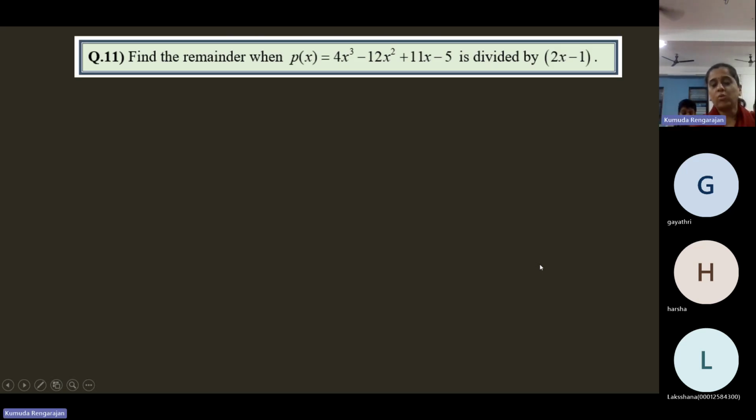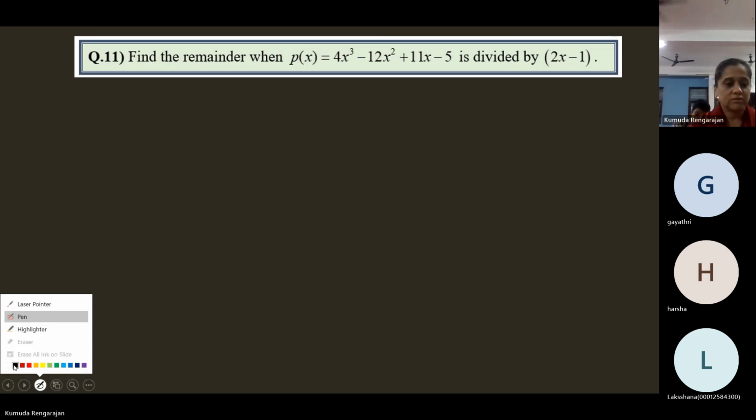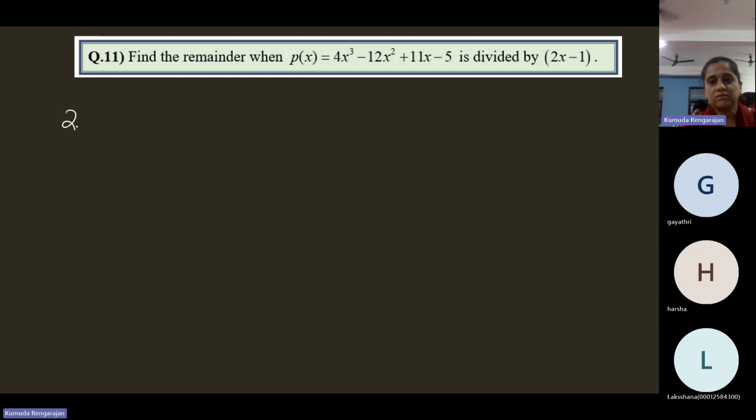Find the remainder when P of x equals 4x cubed minus 12x squared plus 11x minus 5 is divided by 2x minus 1. Find the remainder. So equate the divisor 2x minus 1 to 0. So you get 2x is equal to 1. X is equal to 1 by 2, right?